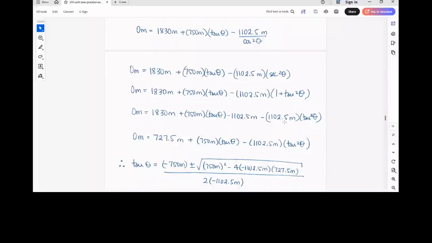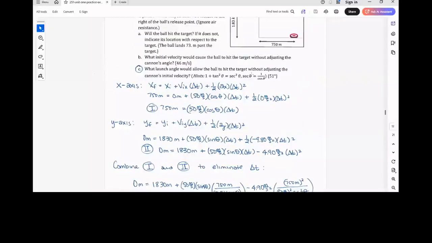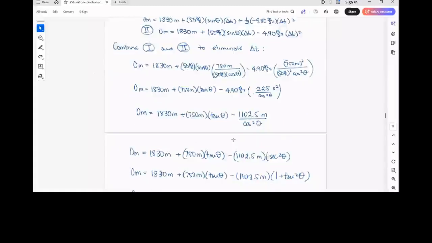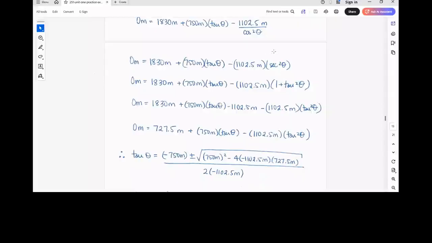I'm solving for theta here because I need to figure out what the launch angle is. So I need to make use of the hints that were given right here. So I know 1 plus tan squared theta is secant squared theta. I know secant theta is defined as 1 over cos theta. So let's clean this up a little bit. I have a 1 over cosine squared theta in this term that I can just replace with secant squared theta. And I can replace that secant squared theta with the quantity 1 plus tan squared theta.